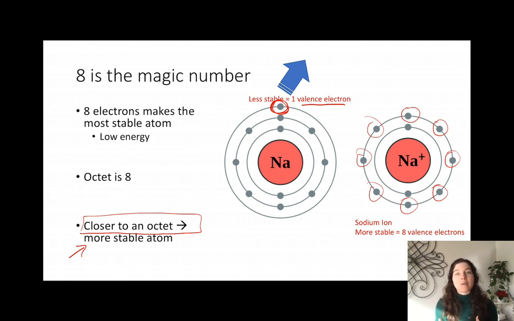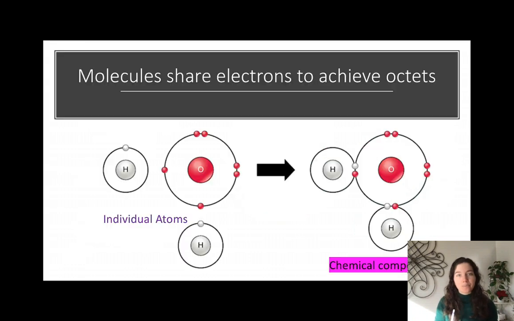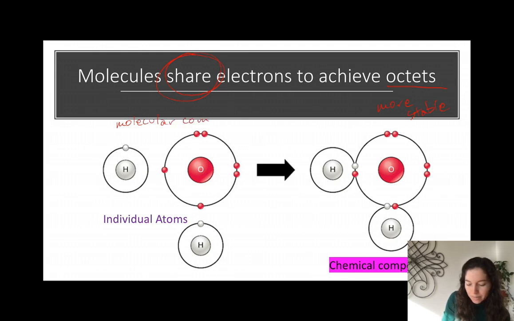Now, not all atoms can get rid of electrons like this. So let's look at another way that atoms achieve octets, because the octet is more stable. That's why they're doing this in the first place, to become more stable. One way they do this is by sharing electrons. So these are not ionic compounds. These are what we call molecular compounds, because they are sharing electrons. Let me show you this example here.